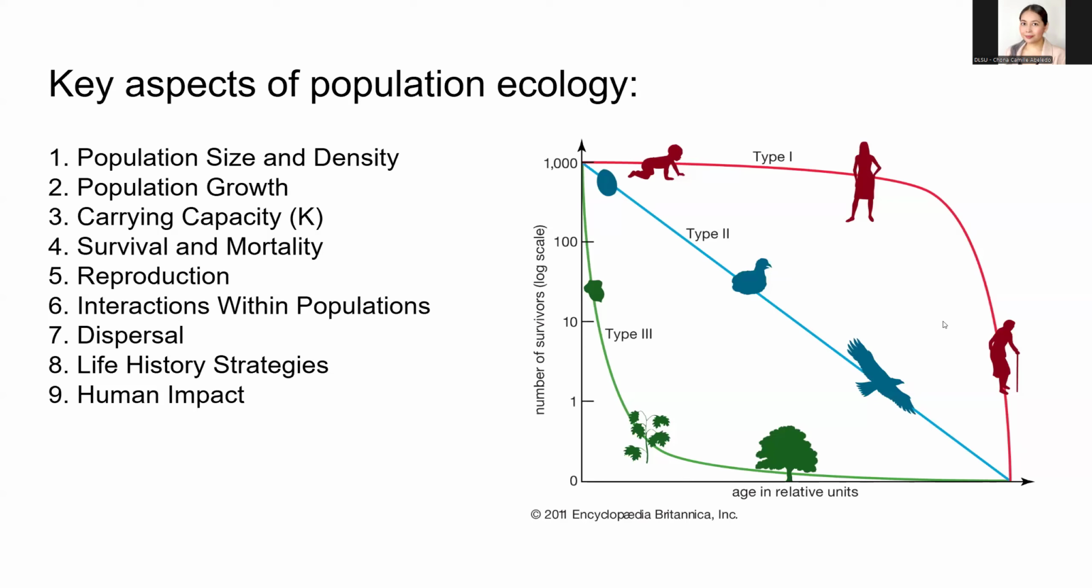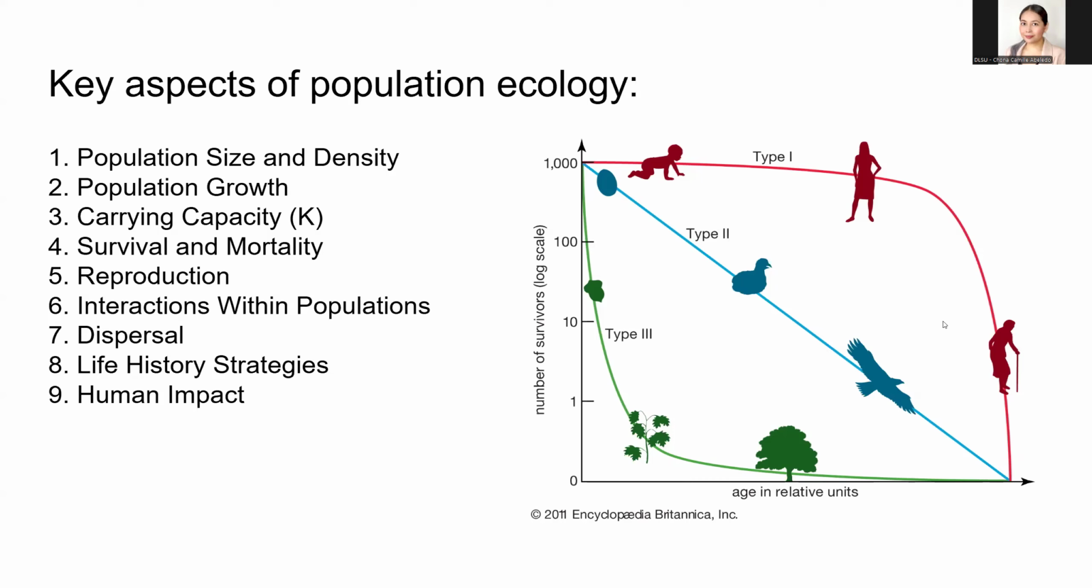But at the end of the day, dispersal is very important to study because it can influence genetic diversity, it can influence competition, and also the expansion of a population into new areas. Okay. Now, number 8, life history strategies. This is very much related to reproduction. So, different species have evolved different life history strategies based on their environment.